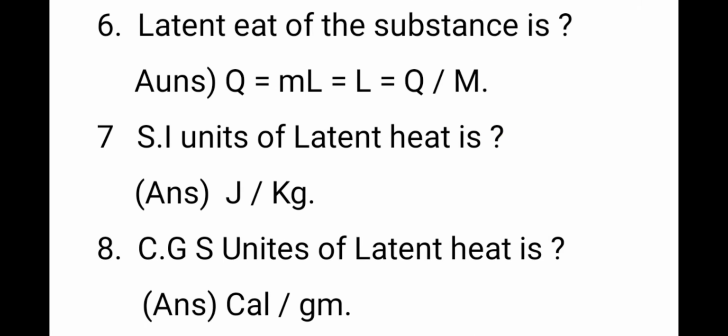Next, the latent heat of a substance is Q is equal to ML, here L is equal to Q by M. Latent heat means the amount of heat energy required for 1 gram of substance to completely change from one phase to another phase. It means from solid to liquid or liquid to vapor. The latent heat of ice is 80 kilocalories and of water is 540 kilocalories. This is the most important bit.